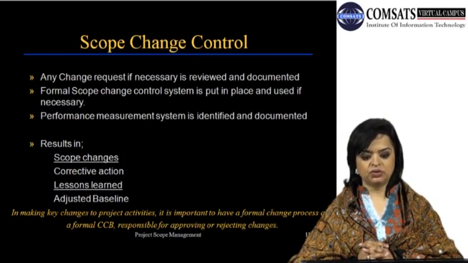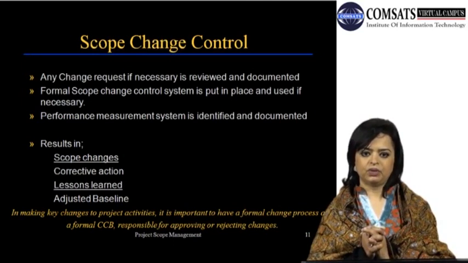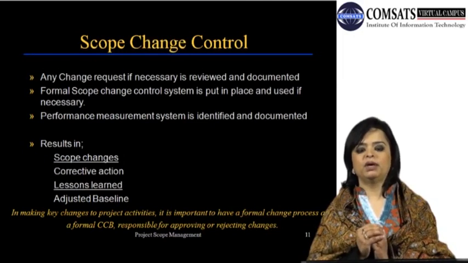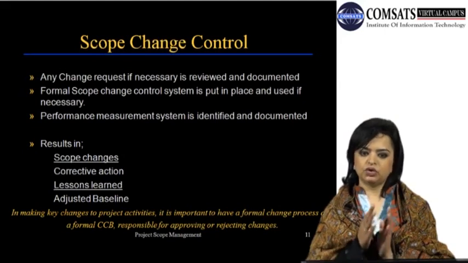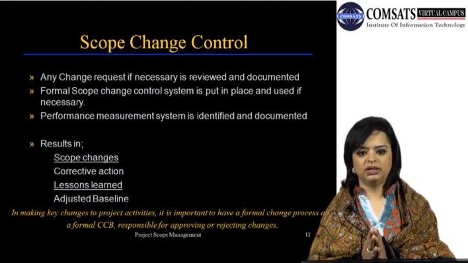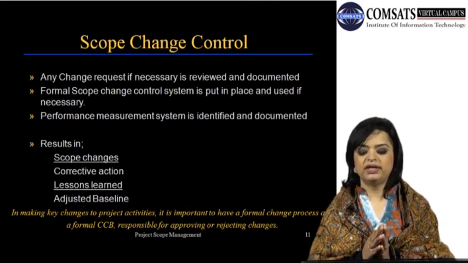Formal scope change control system is put in place and used if necessary. Remember, one of the more important components of the scope management plan document was identifying and documenting a change control process. That is also a placeholder to identify who will be part of your CCB board, the change control board. All that is going to take into effect. So the planning took place in the planning phase, and the actual monitoring and documentation and adding on will be done in the monitoring and the control phase of the project. The performance measurement system is also identified and documented at this point in time.